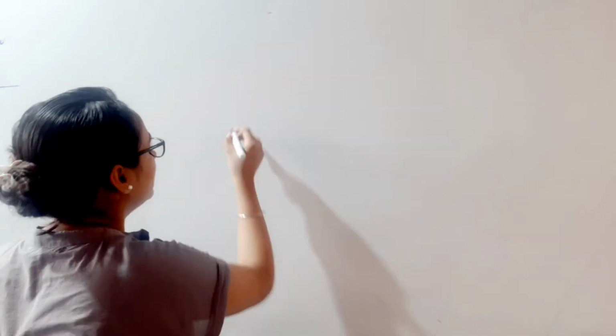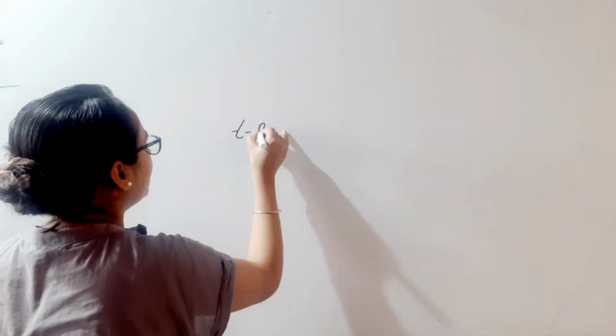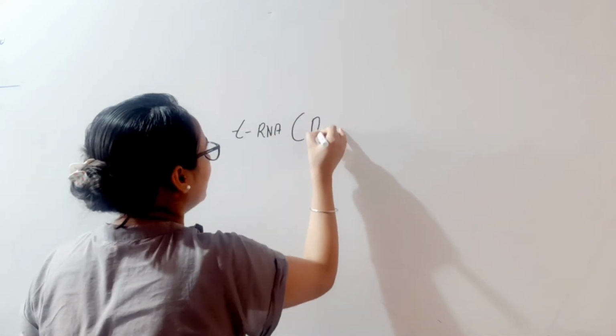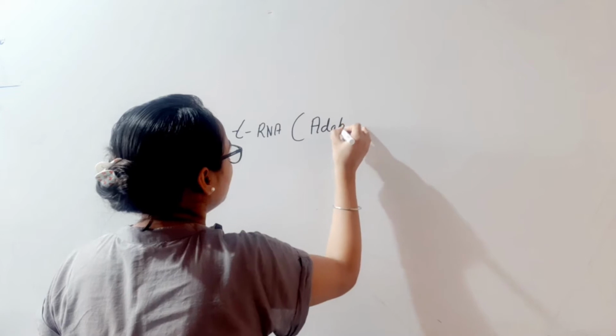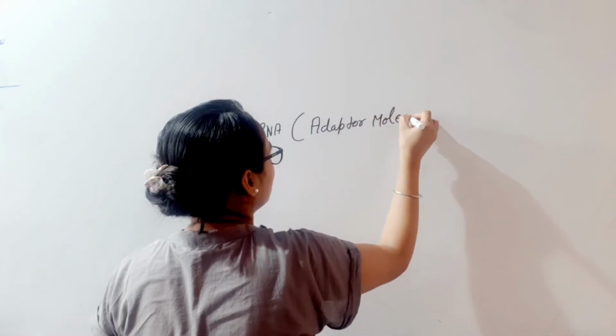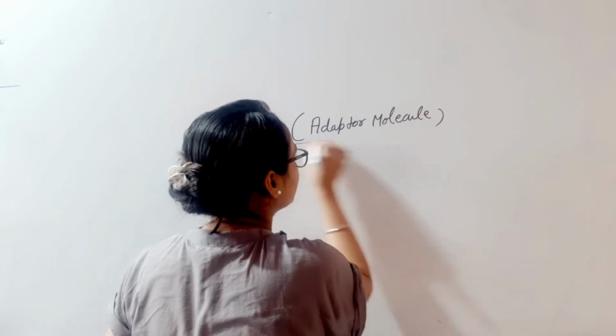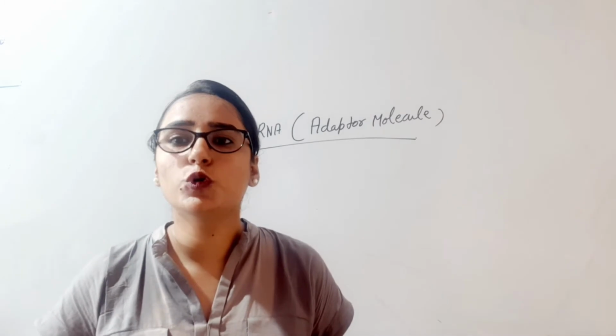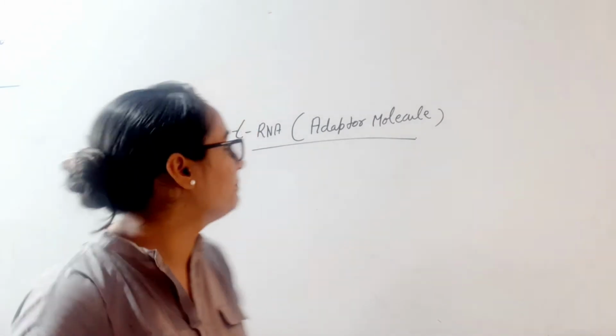In this lecture we will study the structure of tRNA. So we will start with the tRNA, that is the adapter molecule. And we will also study why this tRNA is known as an adapter molecule.